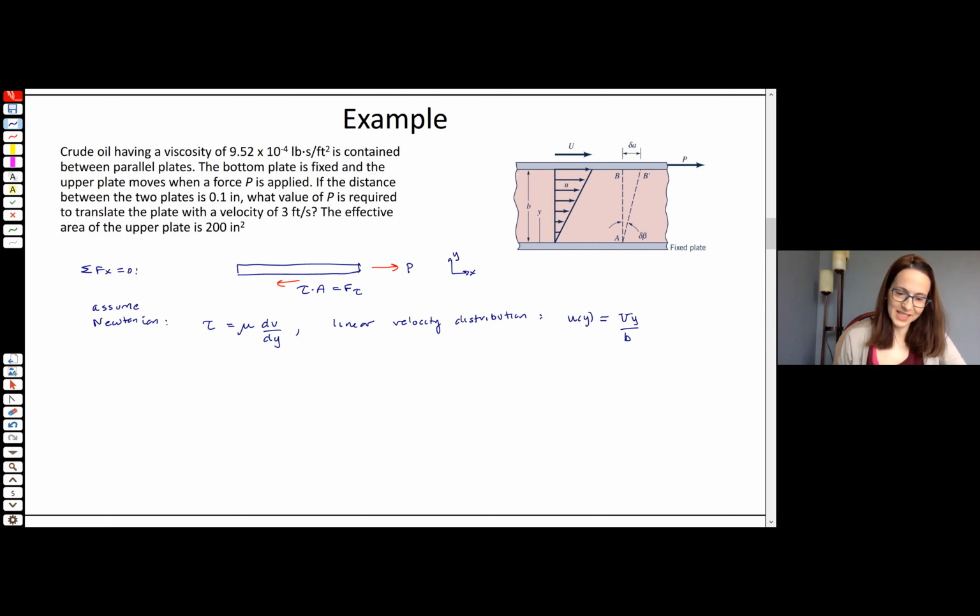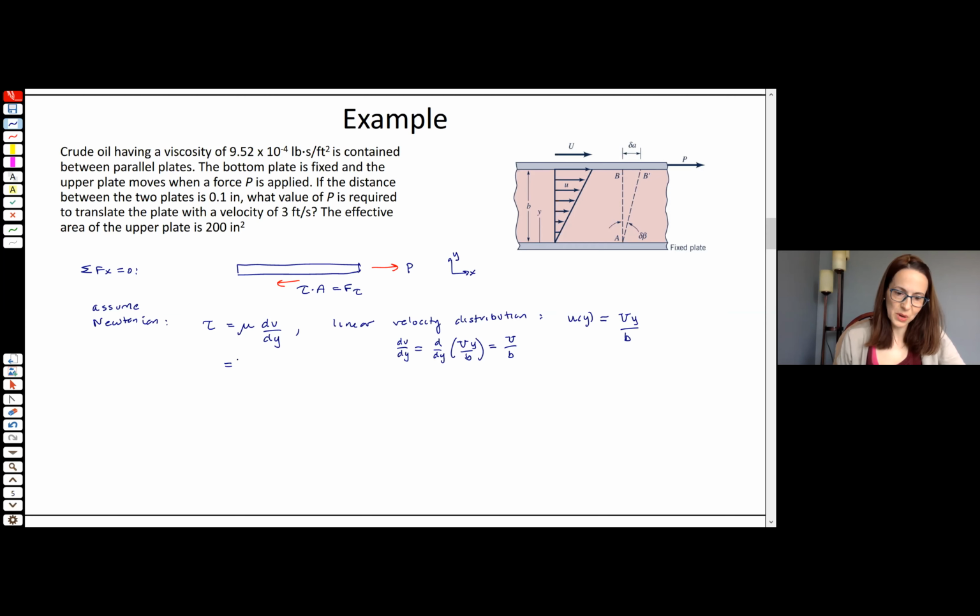Okay, now we need to say du dy. We need to calculate du dy. So that's pretty straightforward. It's just d by dy of capital U y over b, and that's just capital U over b. Great. Okay, so now we can calculate tau.